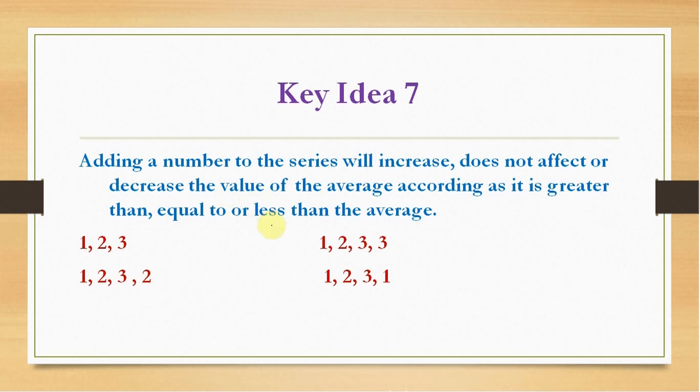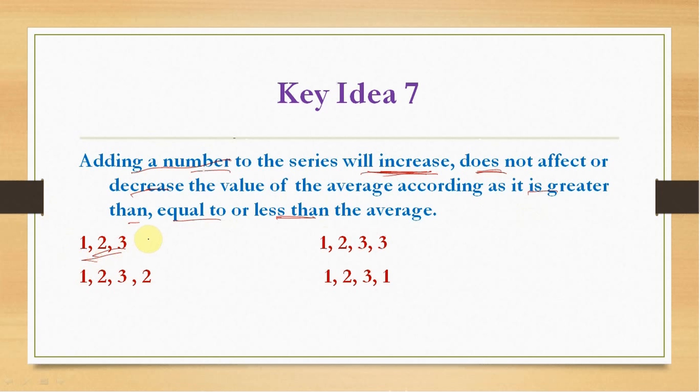Now we go to key idea 7. This is about the effect of the addition of an extra observation to the average. It tells us that if we add an observation to the series, it can increase the average, it can decrease the average, or it cannot have any effect on the average, according to whether it is greater than the average, equal to the average, or less than the average. We also explain this idea with an example.